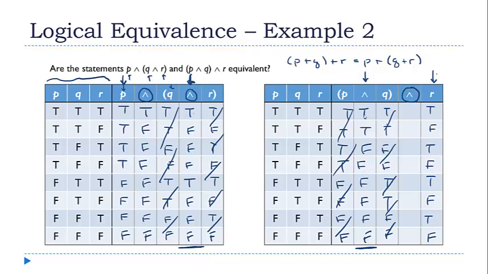And I'm going to do the same thing. I'm looking for situations where I have 2 trues. All right, I have a true here and a true here. So this row is true. And then if I scan down here, that's the only row that has 2 true values, which means everybody else is going to be false.